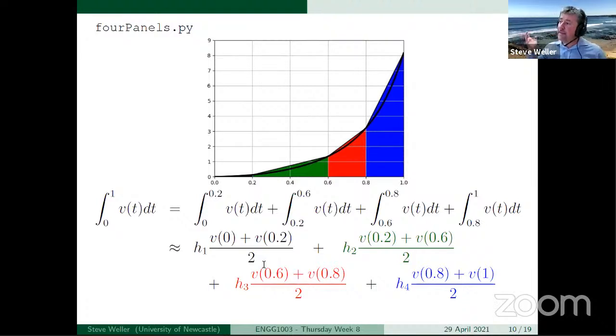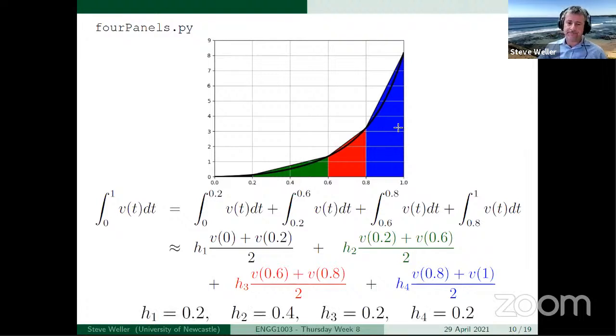Why? Because when the car's moving slowly, the area under the curve, meaning the distance traveled, you don't travel much in the first 0.2 of a second. You travel much more in the final 0.2 of the second, which is the area in this blue trapezoid. So just for reference, I've got the H's there. They're the widths of the 4 trapezoids, 0.2, 0.4, that's the green, plus 0.2, plus 0.2. Okay.